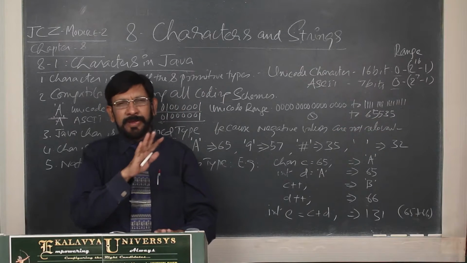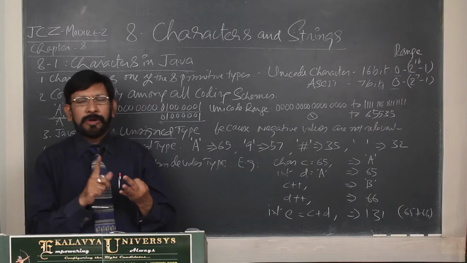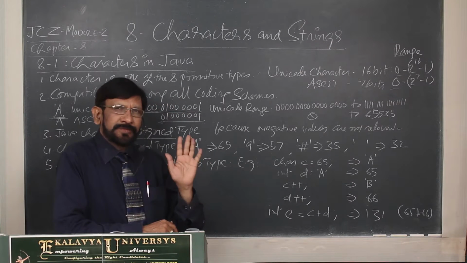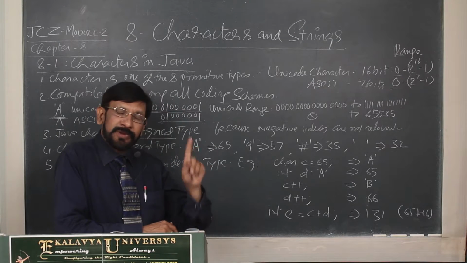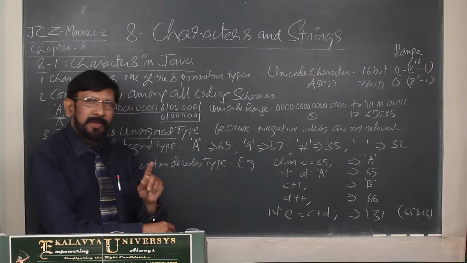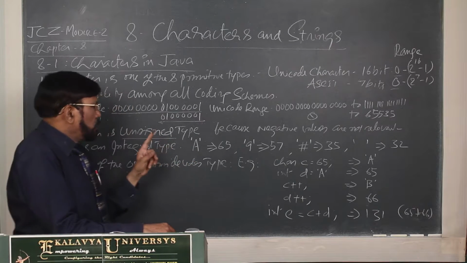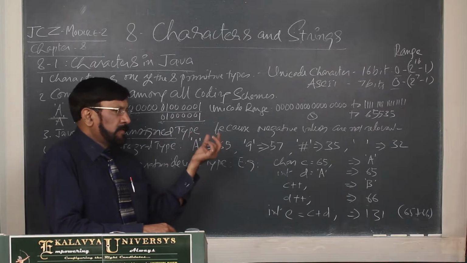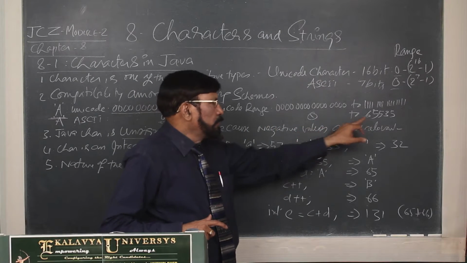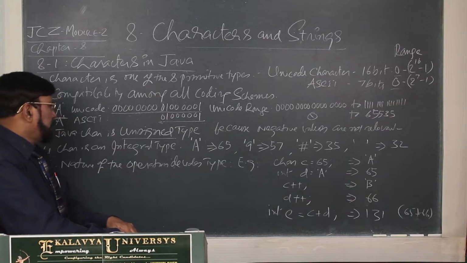So, as far as other types are concerned, those are signed. Byte, short, int, long, float, double. These 6 numerical types are signed. But as far as character is concerned, even though Java is silent on this factor, you must understand Java's character is unsigned. That's why its range is 0 to 65,535. That you have to understand.